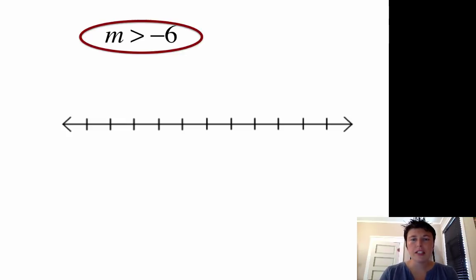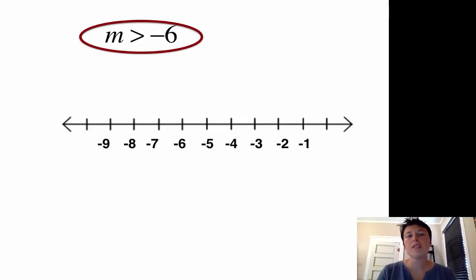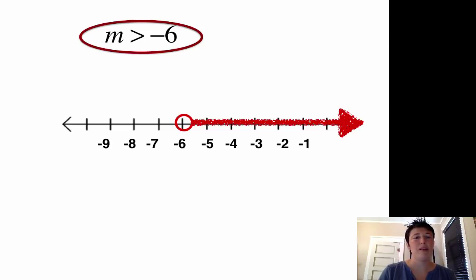I'm going to put negative 6 in the middle of my number line, and then I'll do some numbers on the right and left, so like negative 5, 4, 3, 2, 1, and on the other side, like negative 7, 8, 9. And I'm going to circle the 6. M has to be greater than negative 6, so all the greater than values would be off to the right. And there's no equal sign, so it's got to stay an empty hole. I'm not going to fill that hole in with a solid point. So there's my number line.